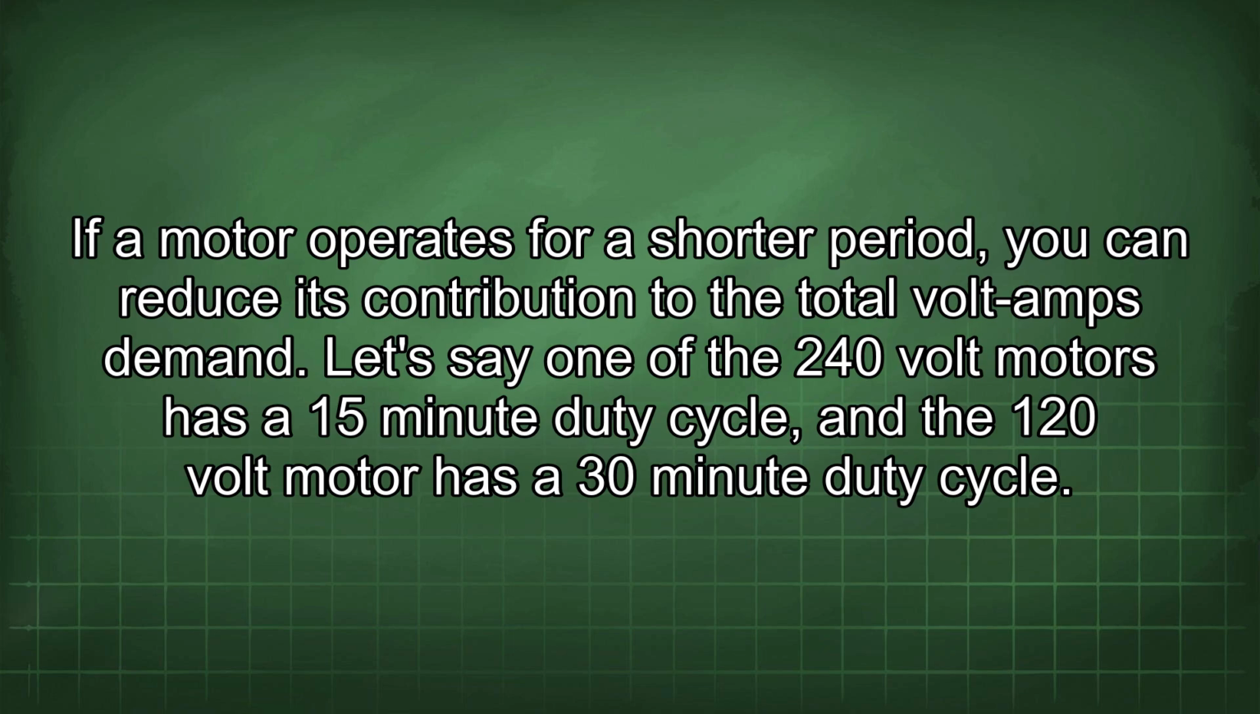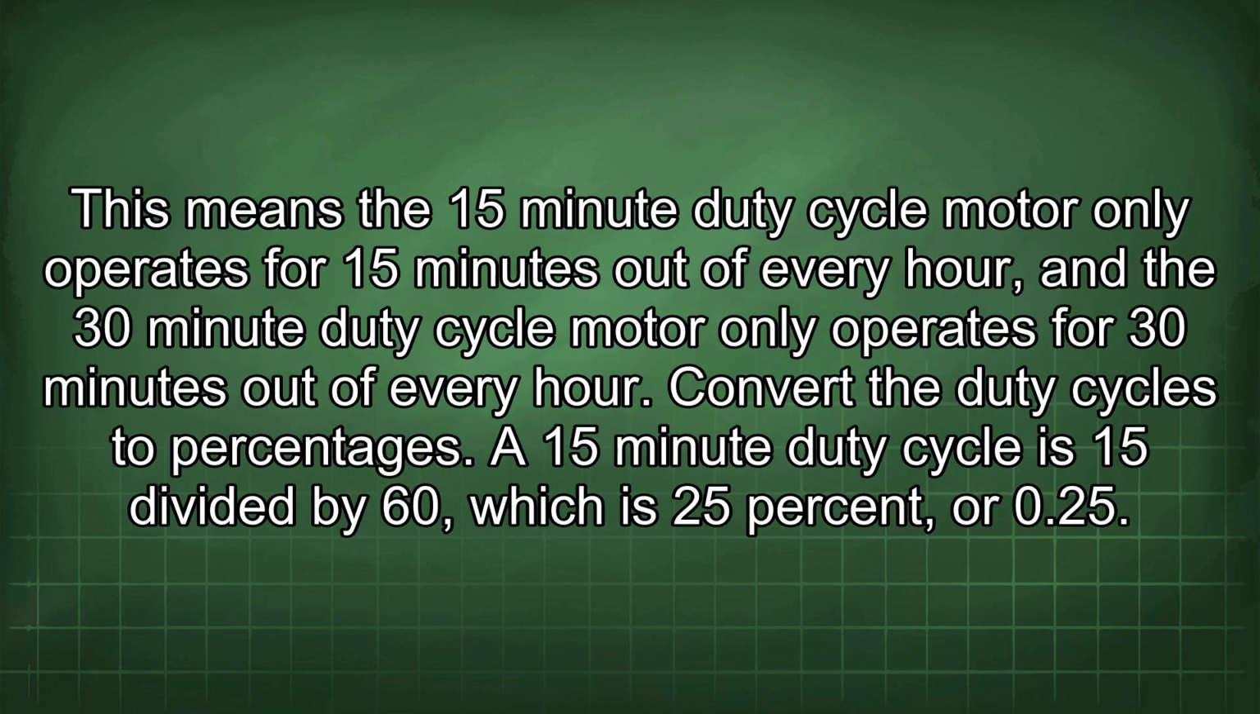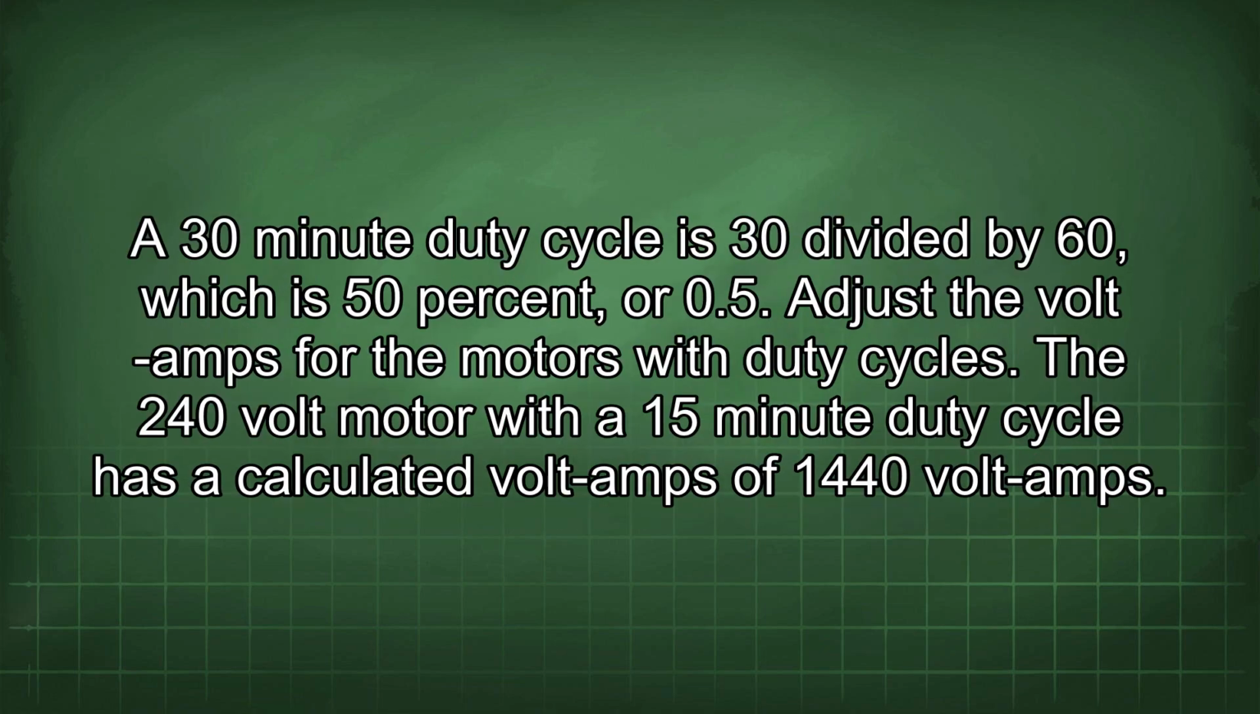Let's say one of the 240 volt motors has a 15-minute duty cycle, and the 120 volt motor has a 30-minute duty cycle. This means the 15-minute duty cycle motor only operates for 15 minutes out of every hour, and the 30-minute duty cycle motor only operates for 30 minutes out of every hour. Convert the duty cycles to percentages. A 15-minute duty cycle is 15 divided by 60, which is 25%, or 0.25. A 30-minute duty cycle is 30 divided by 60, which is 50%, or 0.5.